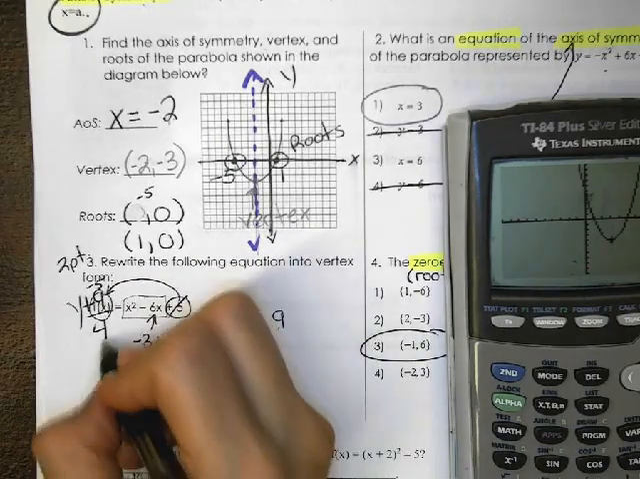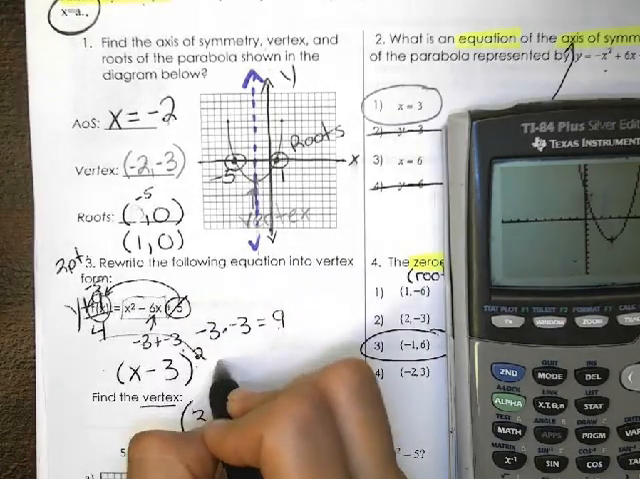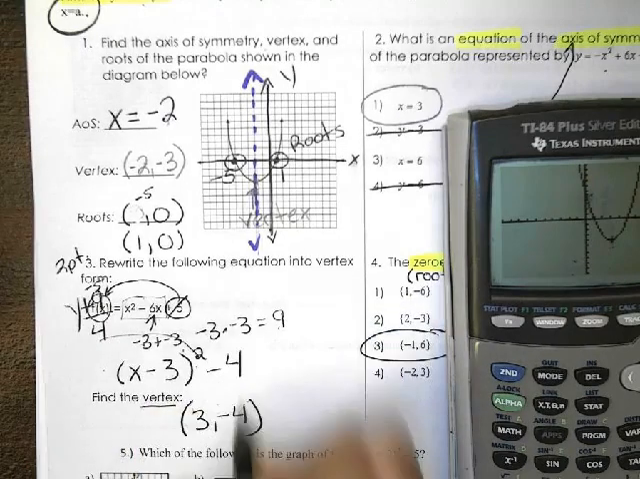But now I'm going to take this 4 that's on the left-hand side and put it back on the right-hand side as a negative 4.